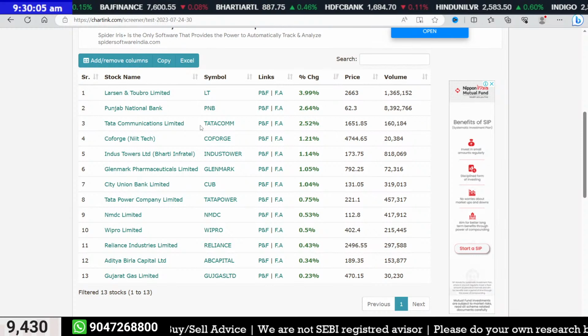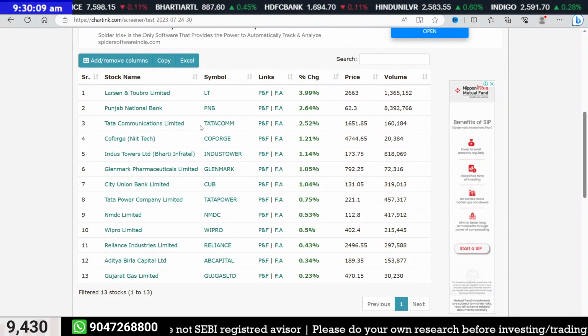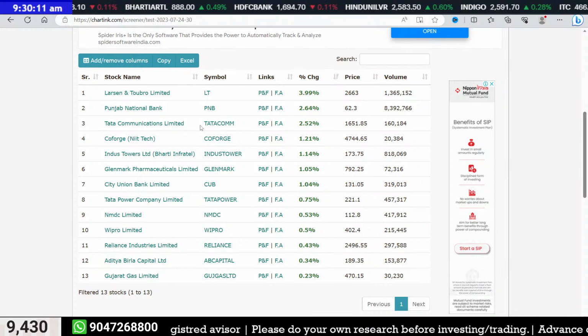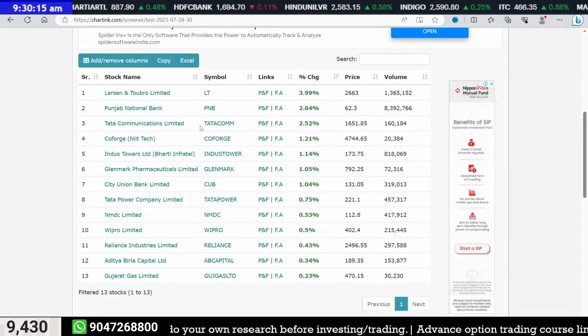The option premium will lose its time decay. It's gone from the time decay. Almost 13 stocks to track on the 15 minutes time frame. So let me check this. What is going to happen?